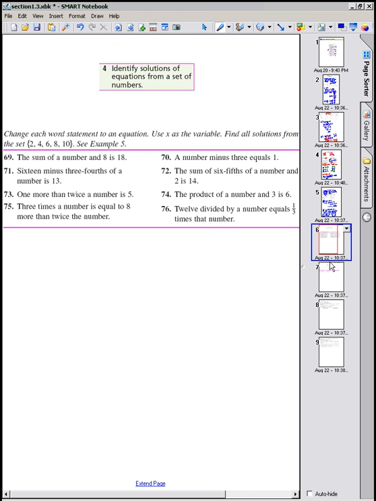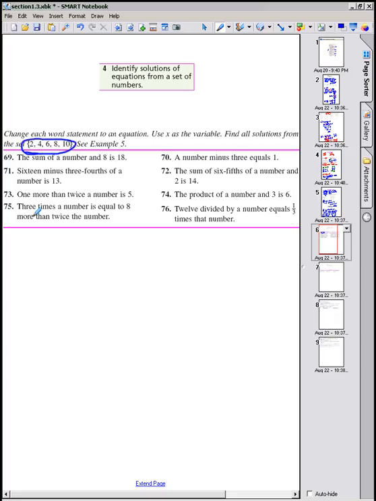The next objective is very similar. It is just to find all the solutions from a set. You're given a word statement for an equation, and then determine all the numbers from the set that might be solutions to that equation. So it's going to kind of review the skills that we talked about previously today.